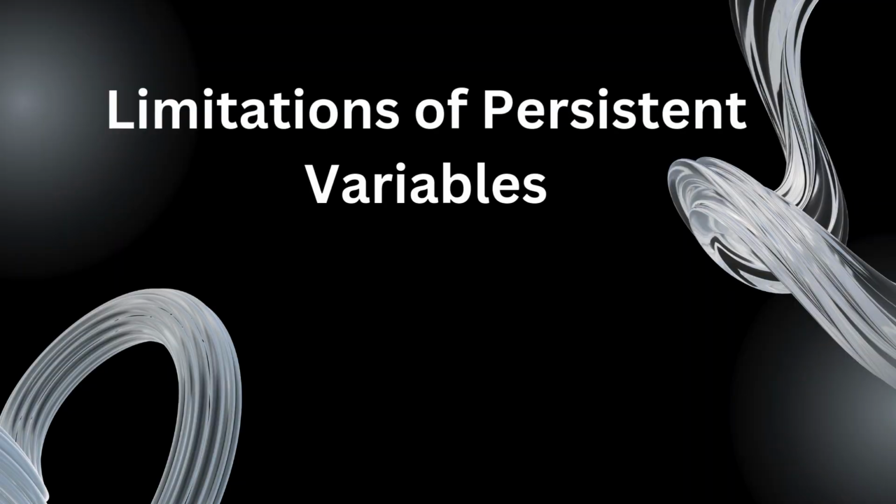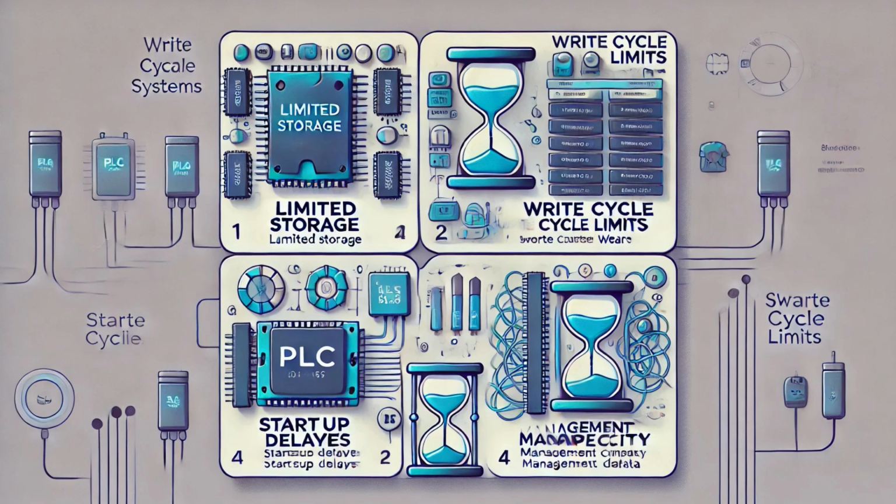Limitations of persistent variables. While they're incredibly useful, persistent variables have limitations. 1. Limited storage, depends on your hardware. 2. Write cycle limits. Non-volatile memory can wear out with frequent writes. 3. Startup delays, restoring data during initialization takes time. 4. Management complexity, poor organization can lead to confusion. To avoid these pitfalls, use persistent variables only where necessary and plan their usage carefully.